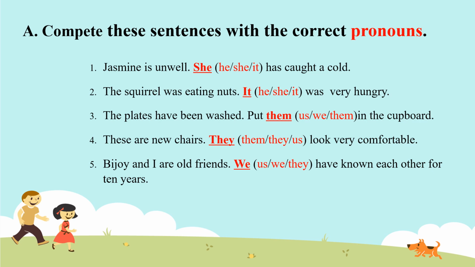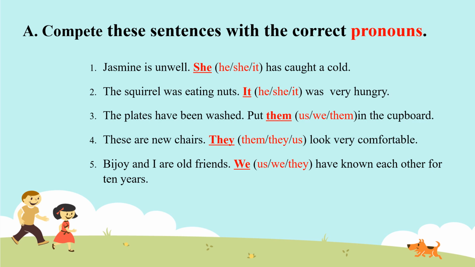Fourth, these are new chairs. Dash look very comfortable. Options are them, they, and us. Here they are talking about the new chairs. So the answer is they. So the sentence becomes: these are new chairs. They look very comfortable.